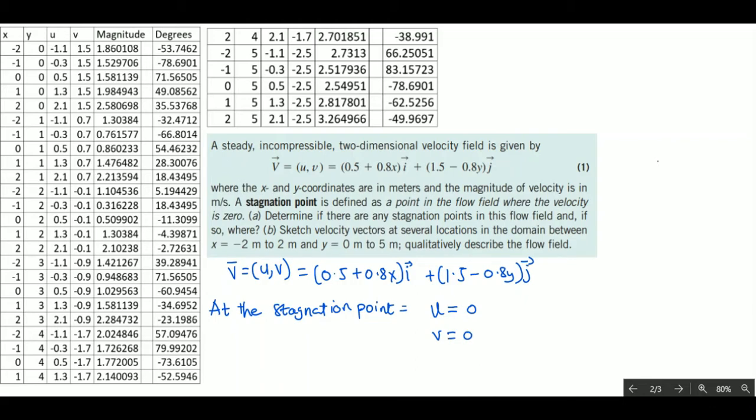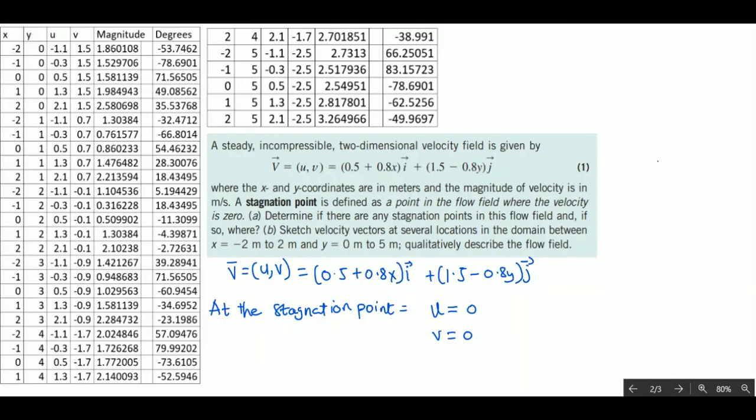Now, we know that there's a stagnation point. The question is asking us to find where it will be. To find where the stagnation point will be, you're just going to take the u expression and the v expression, equate them to 0, and solve for the x and y values. Those values combined will give us the coordinate of the stagnation point.